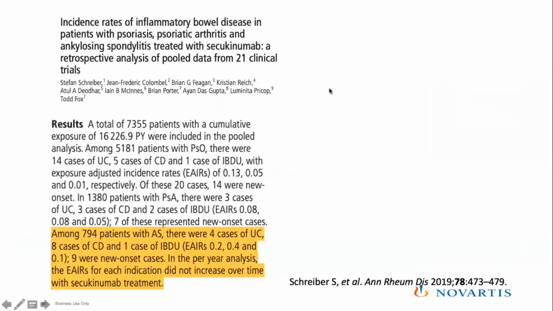So what about the risk of inflammatory bowel disease? In these 794 patients treated with secukinumab, there were only 4 cases of ulcerative colitis, 8 cases of Crohn's disease, and 1 case of non-defined inflammatory bowel disease, 9 of them new onset cases. So the incidence rate was very low, and it did not increase over time with secukinumab treatment.